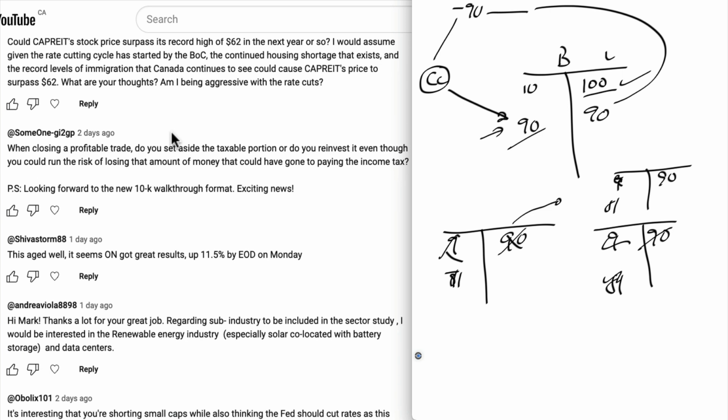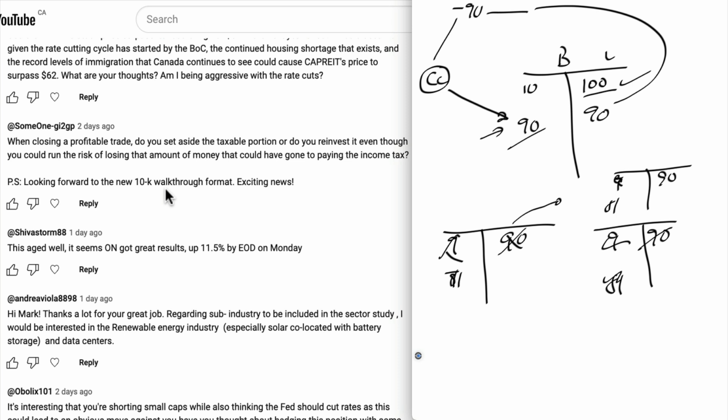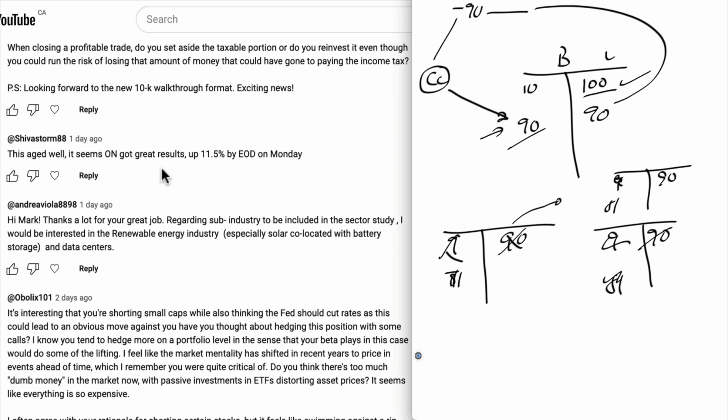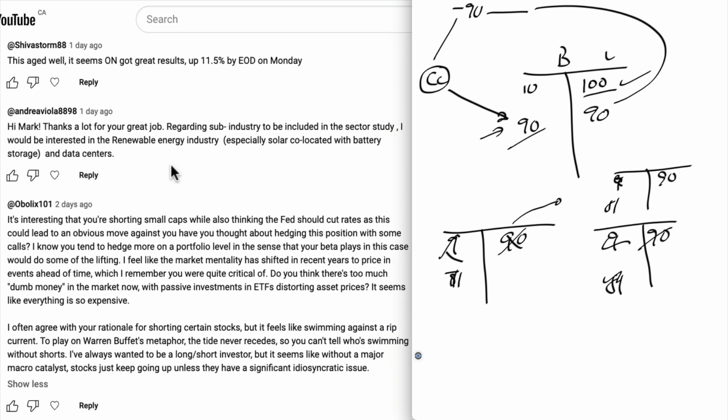Closing a profitable trade, do you set aside the taxable portion? No, no. I have cash flows. If I have a tax payment to make, of which if you've been following me, you know that I've engineered my exit, I have cash flows from other sources. Owen got great results. Yes, it did. Sub-industry to be included in the sector, renewable. That is an interesting one.